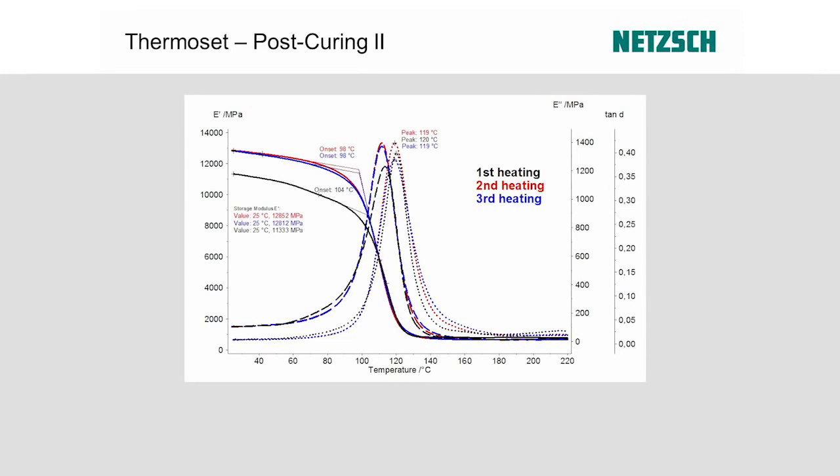So is it fully cured? I can just check with the third heating, and the second and third are just on top. So the red and the blue curve are on top of each other. So I can see, yes, the part is fully cured. There is no significant change anymore. So with these circumstances, I know that my part is fully cured.